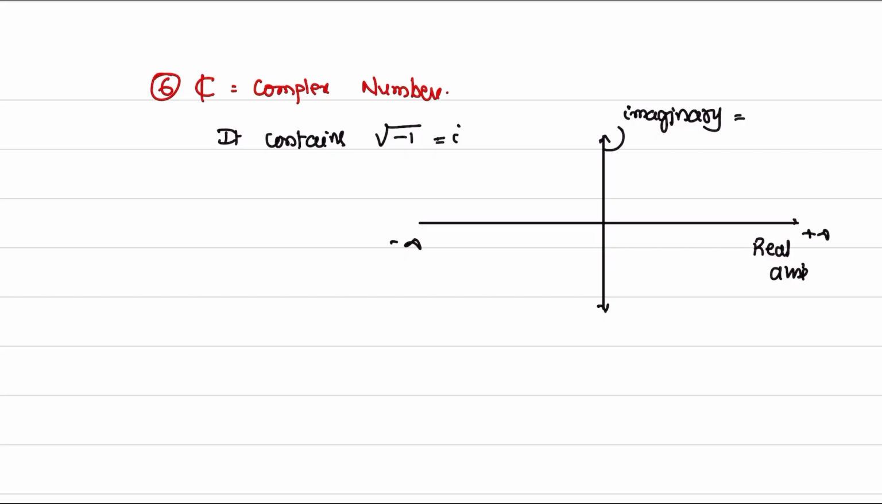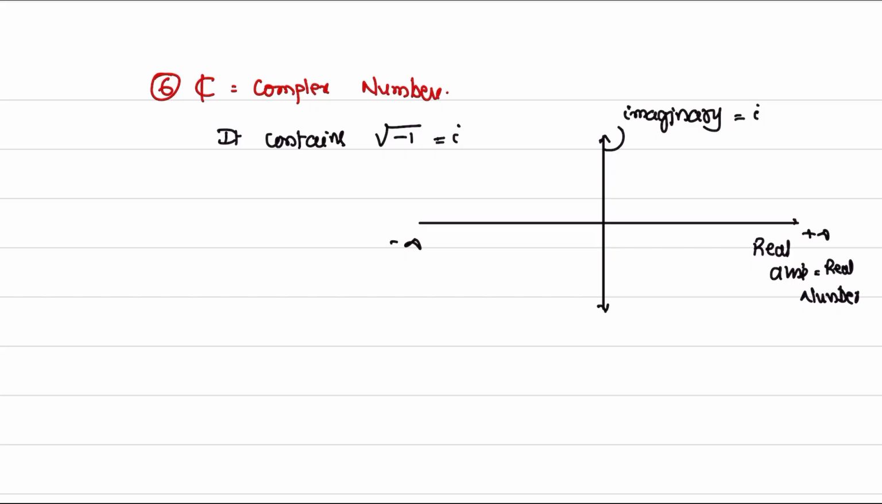Imaginary values are taken on the y-axis. Real values are taken on the real axis, as usual. We can say a real number. Now, the imaginary line is perpendicular to the real line. Then when you combine both real and imaginary numbers, that number is called the complex number.